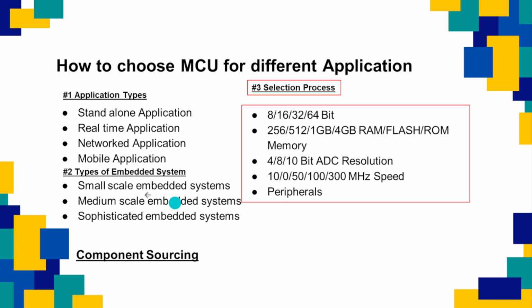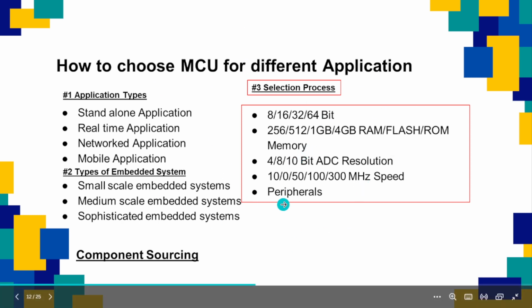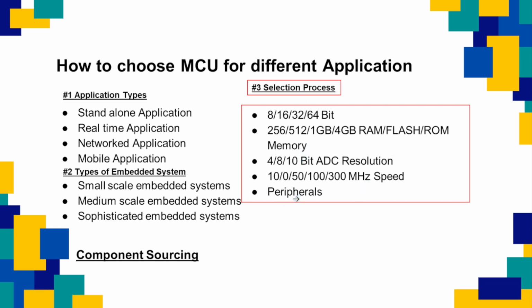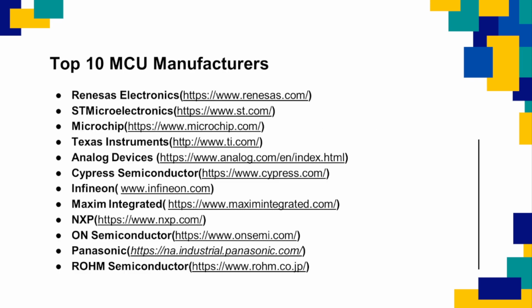Next one is the types of embedded system. We know small scale, medium scale and sophisticated embedded systems. Next, there is the selection process. What is the selection process? We have to choose 8-bit, 16-bit or 32-bit, whatever you want. Next, we have to select the microcontroller memory, check the resolution bits and the speed of the microcontroller. These are the points we check while selecting the microcontroller.